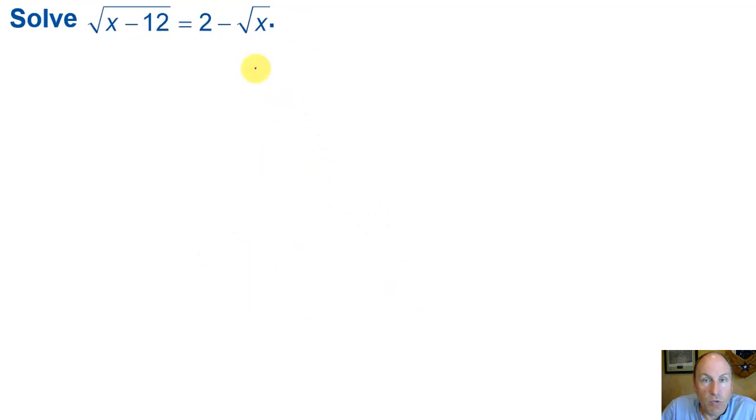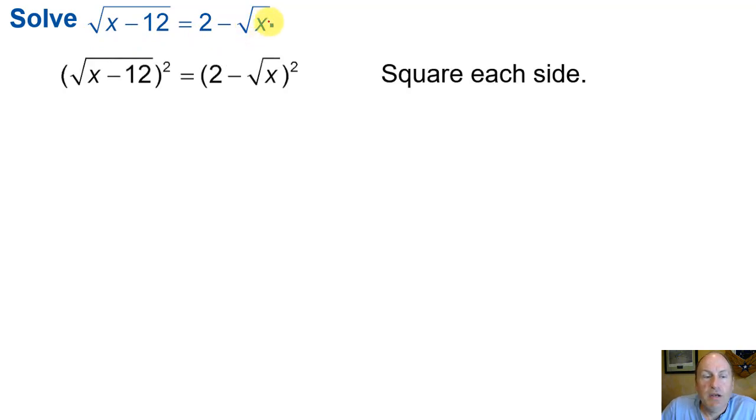Let's look at another example where it doesn't work out. So I have the square root of x minus 12 equals 2 minus the square root of x. Now you can't really isolate the radical here, so you're going to have to go ahead and square both sides. If it's not possible to isolate the radical, that means you're probably going to have to do some distribution. So we do square both sides.